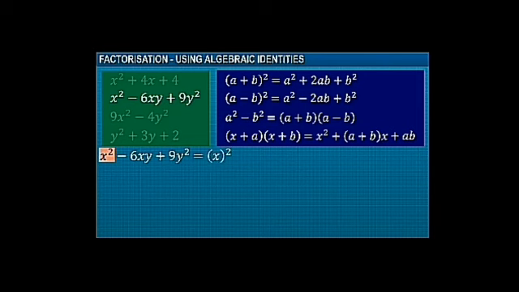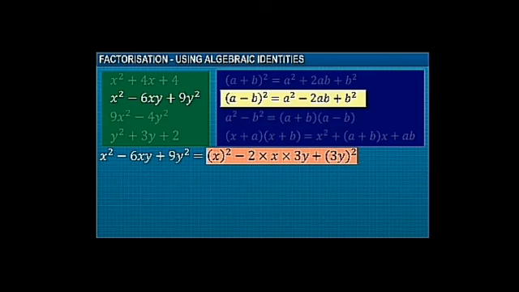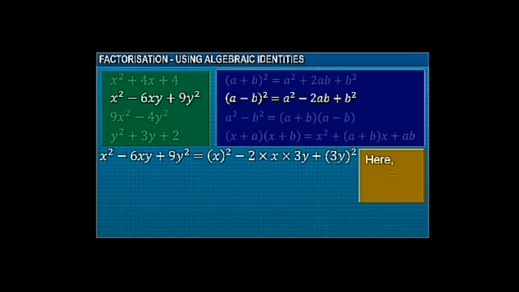Now let us consider the second example. x square minus 6xy plus 9y square. x square can be written as x whole square and 9y square can be written as 3y whole square. The middle term is 2 into a into b, where the value of a is x and the value of b is 3y. Now let us see whether it satisfies 2ab. 2 into x into 3y is 6xy.